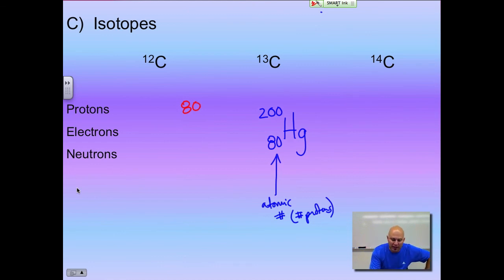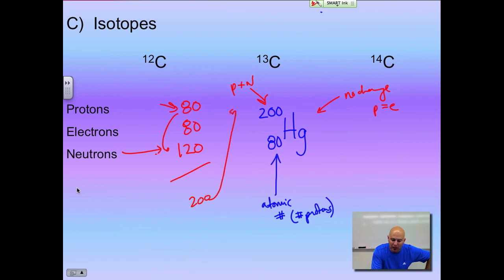The electrons in this case would also be 80 because no charge, protons equal electrons. And lastly, this number right here is our protons plus our neutrons. If we have 80 protons, then we must have 120 neutrons, because those two added up would of course give us our mass. Okay?